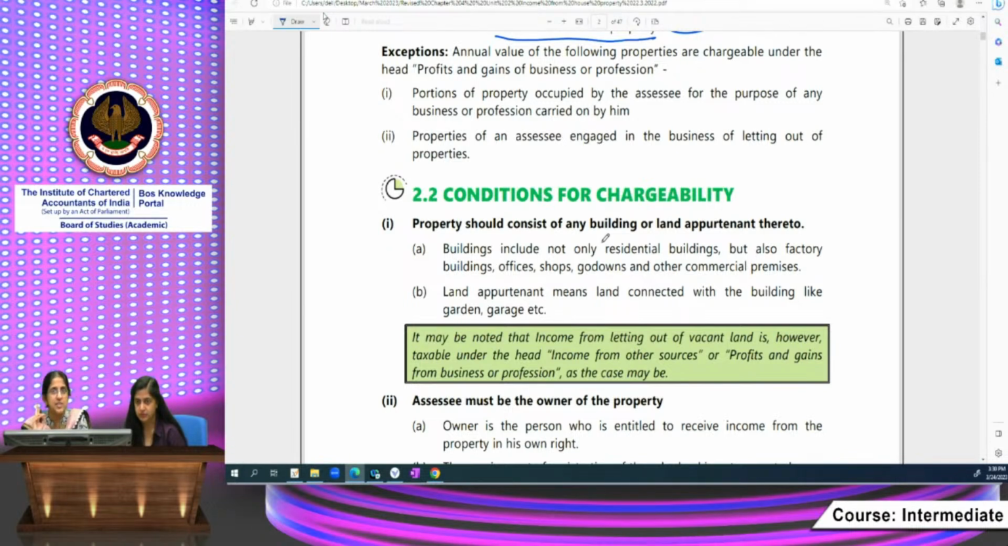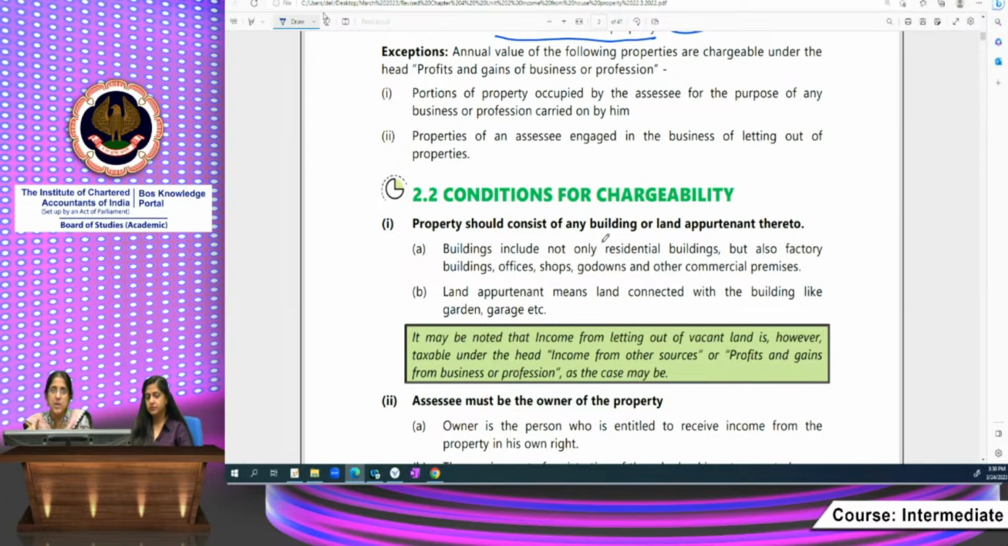I hope you've understood the difference. If I'm engaged in the business of letting out of properties, then my income will be chargeable under the head profits and gains of business and profession. If I'm a builder, holding the house property as my stock in trade and letting out that property, then whatever income I derive therefrom will be taxable under the head income from house property.